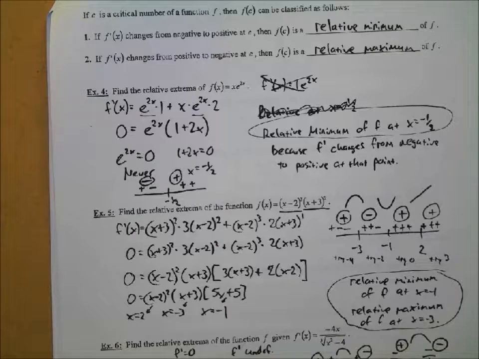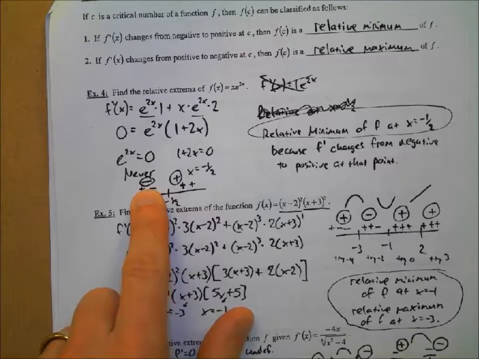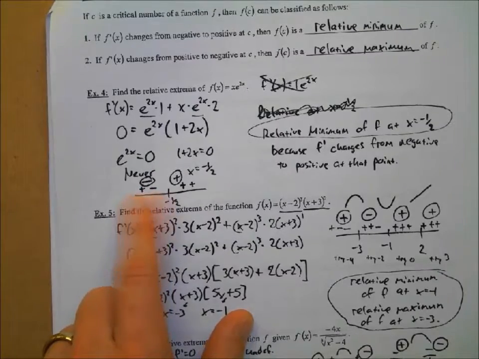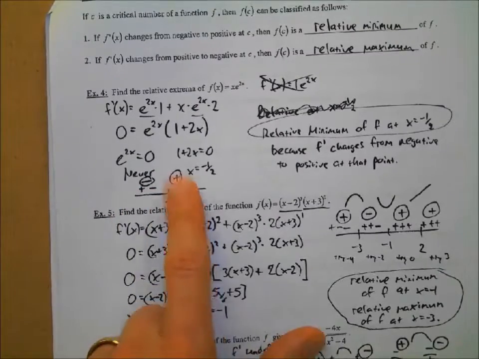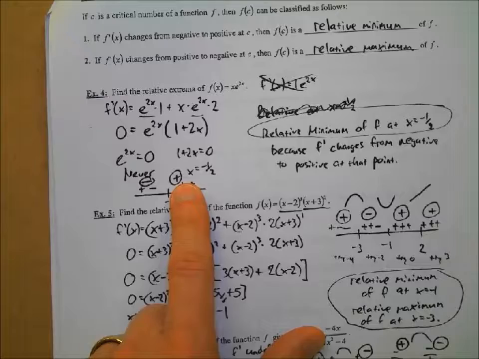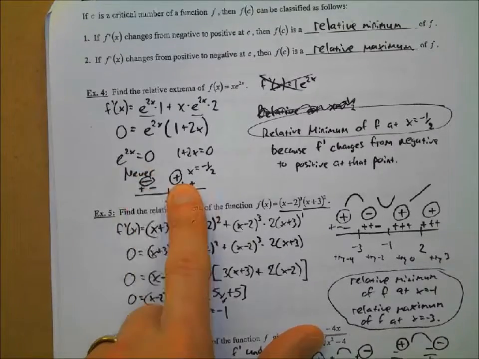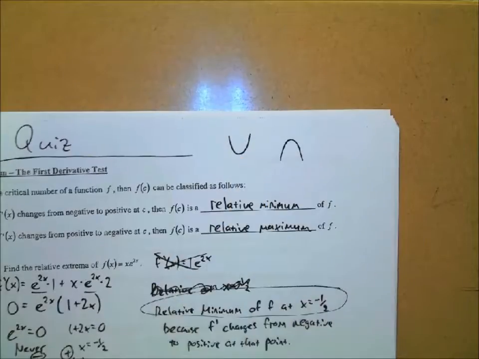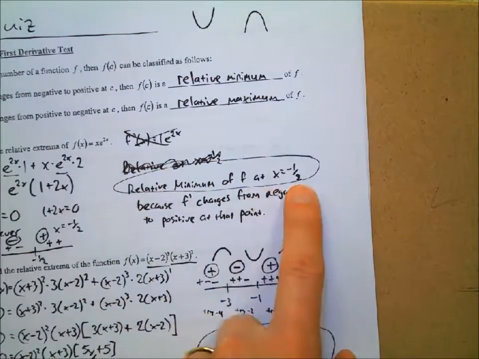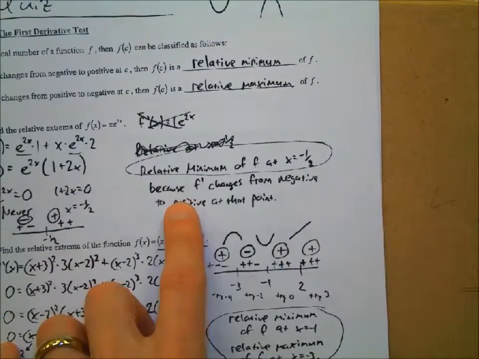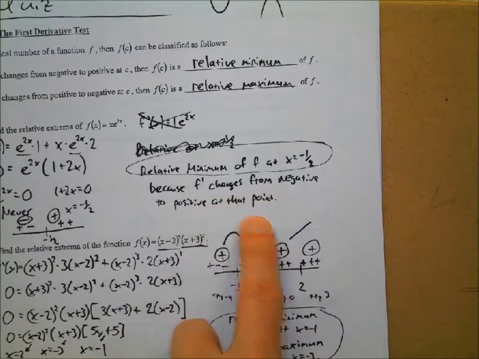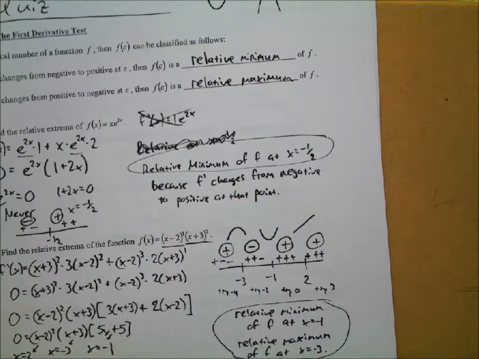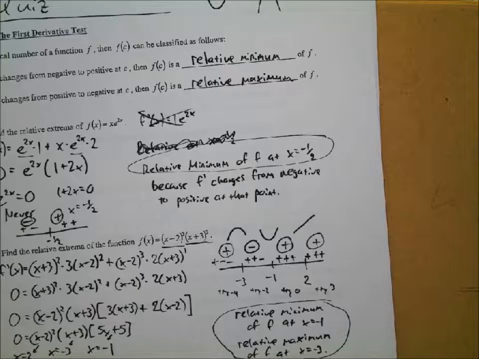All right. So that means since f prime is negative, f is decreasing on this interval. And since f prime is positive on this interval, f is increasing. So we change from decreasing to increasing. Relative minimum of f at x equals negative 1/2. And for the justification: because f prime changes from negative to positive at that point. That is a good and sufficient justification for your answer.